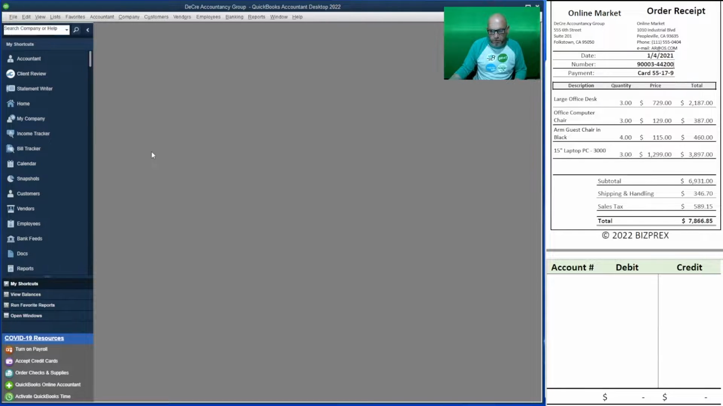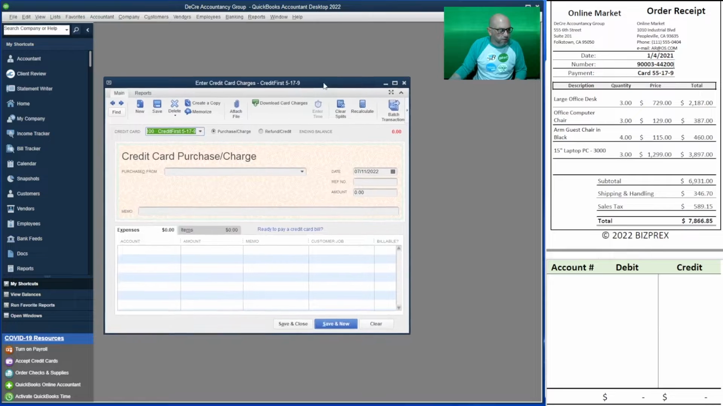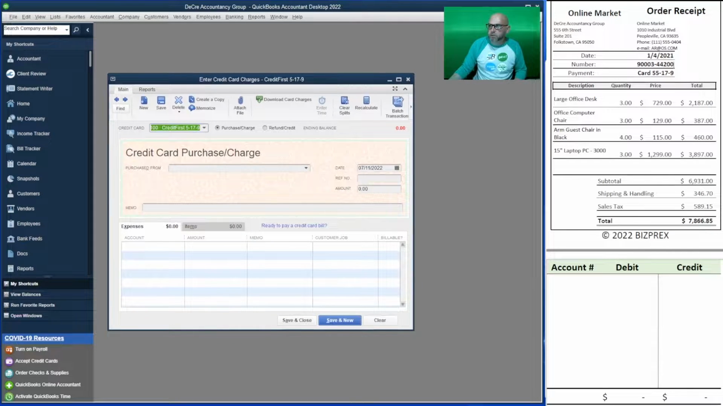So, what do we have here? We have some furniture and three laptops. Okay, so let's go ahead and book that. That would go under enter credit card charges right here. The only question in such situations is that we do have the purchase price for each of these items, but then we have shipping, handling, and sales tax, and how do we allocate it? Well, some people suggest that it could be expensed. Technically, it should be capitalized and included in the cost of the appropriate item.